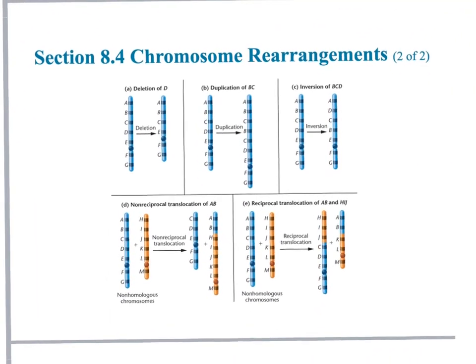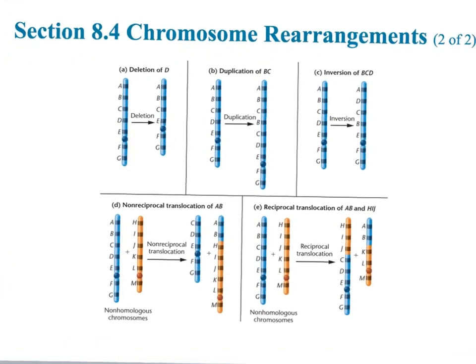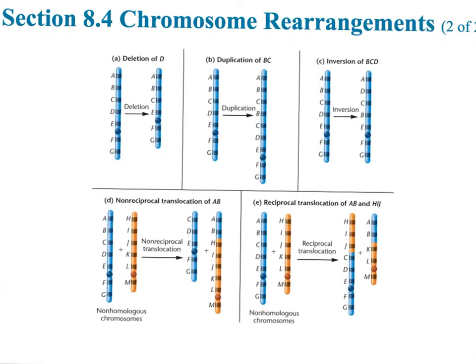So here are our chromosomal rearrangements. Let me make that a little bigger for you. So in A, the section D is what gets deleted. You end up seeing that the chromosomes still join together, but it's just a little shorter. And then a duplication, let's see, it's A, B, C, D, A, B, C.